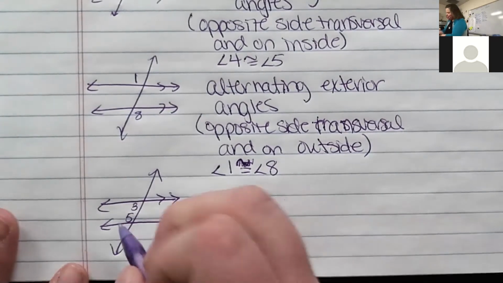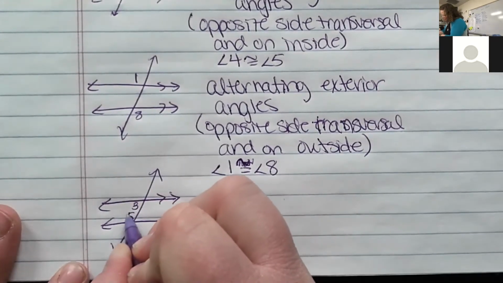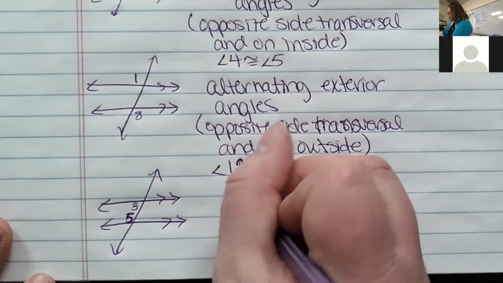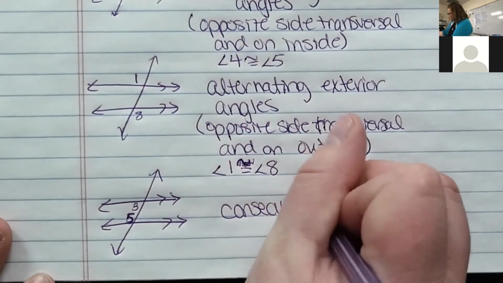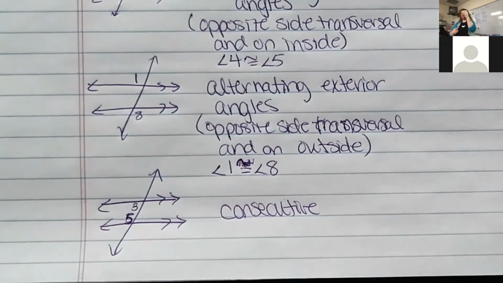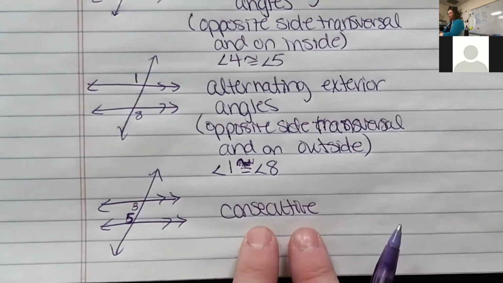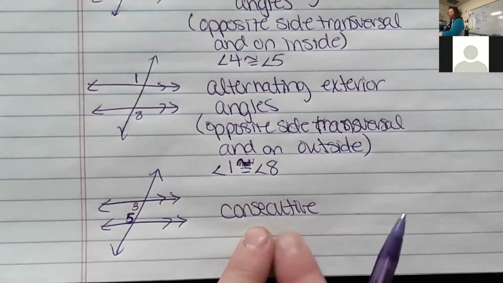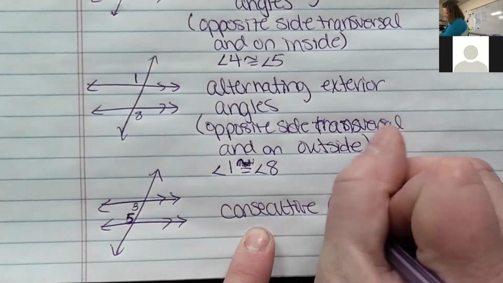So we're going to talk about 3 and 5. Now, that's a 5, not a 6, that's a 5. Okay. Are they on opposite sides of the transversal? No. Okay, so these are called consecutive. Now, here's the thing. When you use different books, sometimes different books have different names, right? Most of the time they'll be called consecutive interior angles. Sometimes you'll see same side.